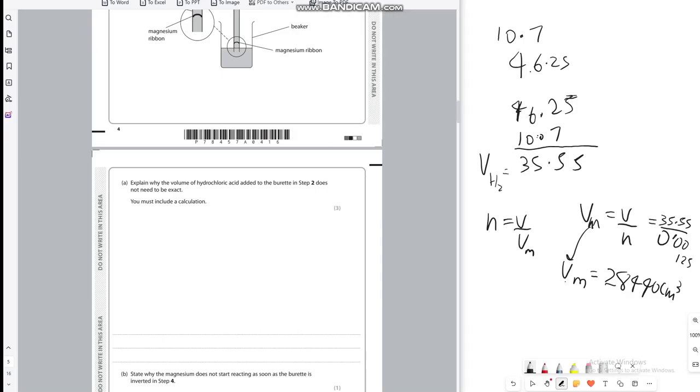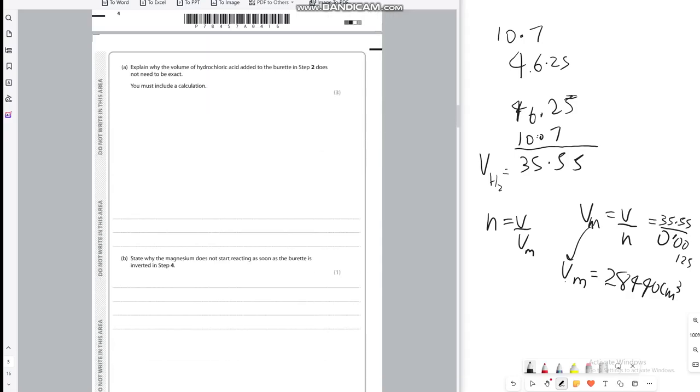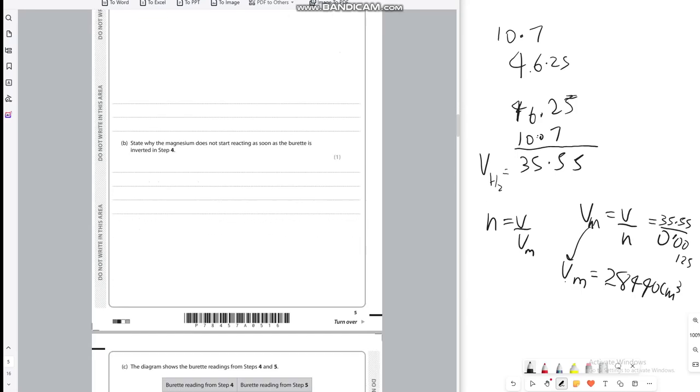Right. State why magnesium does not start reacting as soon as the burette is inverted in step 4. They are asking why it is not reacting just as it was inverted. So initially when you do it, magnesium is not in contact with the hydrochloric acid. So all of a sudden it will not react, but after some time, bit by bit, it would react, right? I think we did this part, isn't it? I'm sorry.